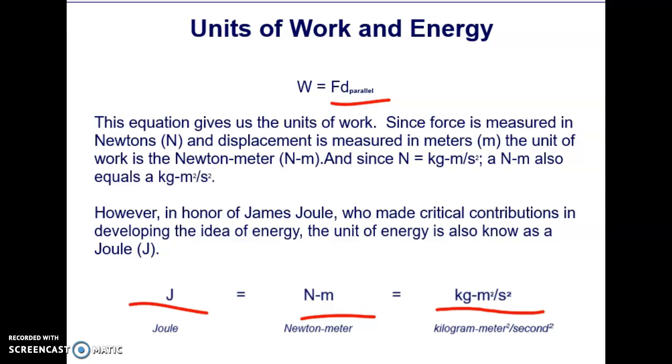If we keep on going, once again, if work is equal to force times distance, the unit was Newton times meters, which is a joule, which is also a kilogram meter per second squared.